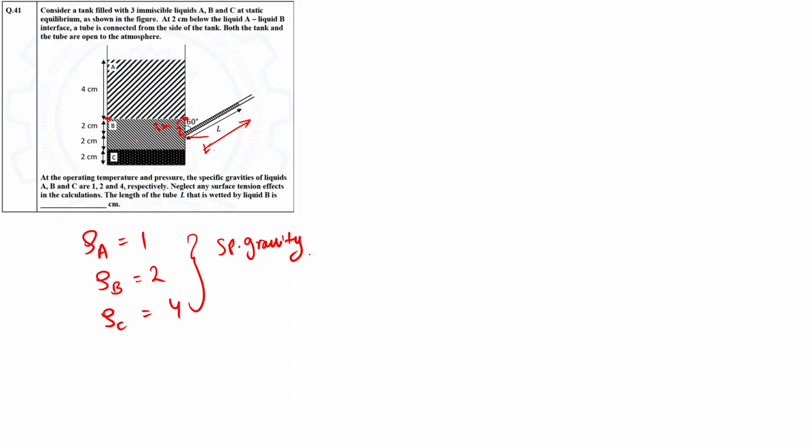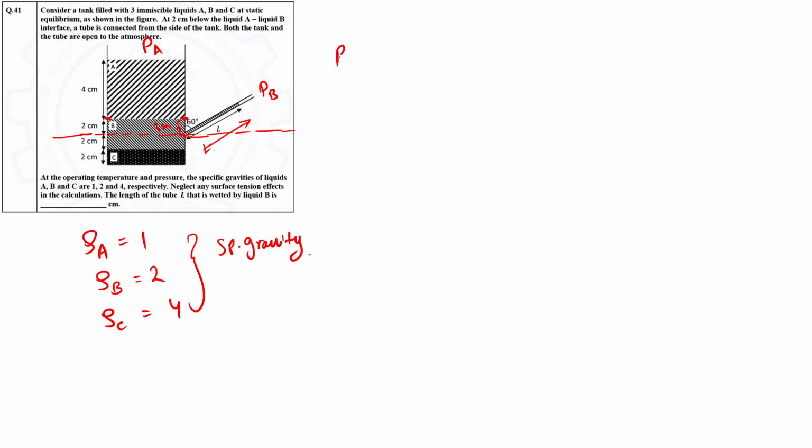So let's consider our reference level as this point over here. Using this as reference, we can do the pressure balance on both the sides and then find the value of this L. Let's consider this as PA and over here it is PB.